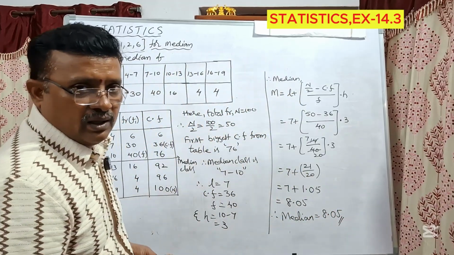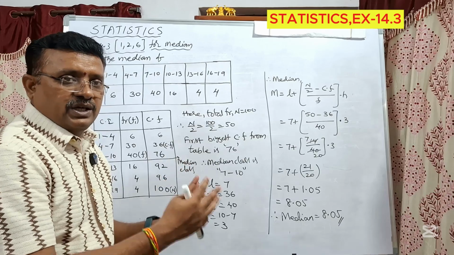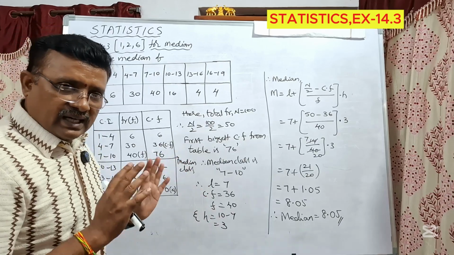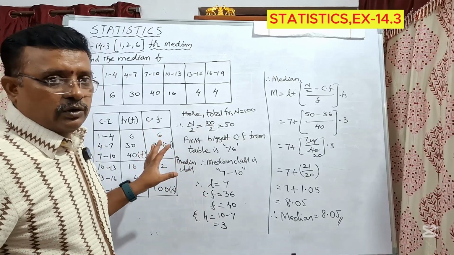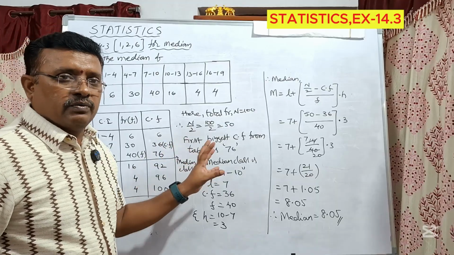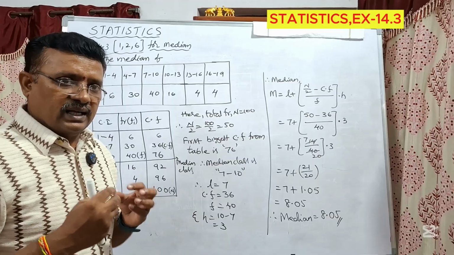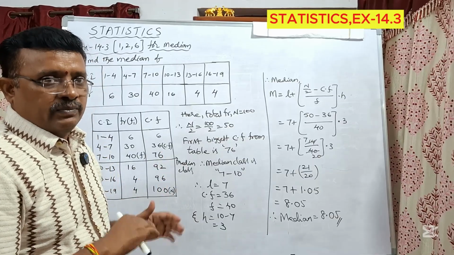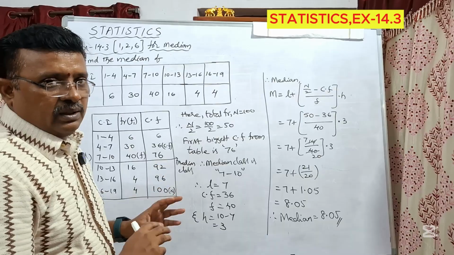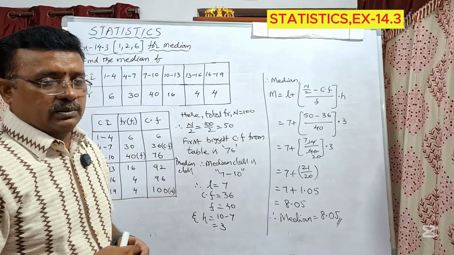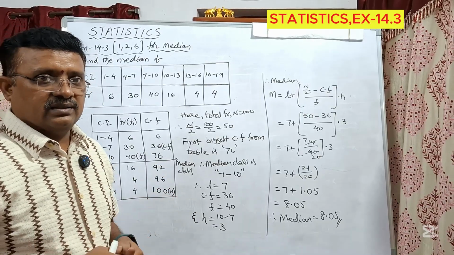In this way, using one more numerically changed practice problem, we can clearly understand the process of finding the median for the grouped frequency distribution table. Very, very, very important. Very clearly I am giving the explanation. Learn them, practice them, do the additional problems for perfection. Right? Thank you.